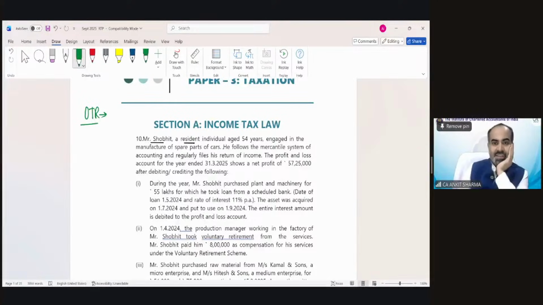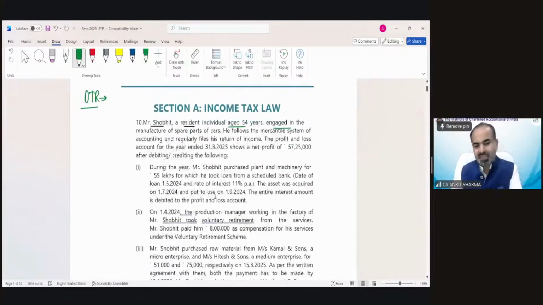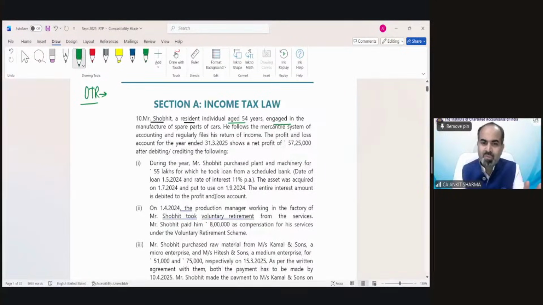Mr. Shobhit, a resident individual, age 54 years, engaged in the manufacture of... And in the examination also, just be relaxed. As we are solving questions, not taking any tension. We are just reading the concept, applying the provision, and there is the answer in front of us. So build that habit of controlling your nerves. If you are nervous, you will make mistakes in the examination on a question you could easily solve at home. And this is scientifically proved. When you are under pressure, you cannot do even normal things.